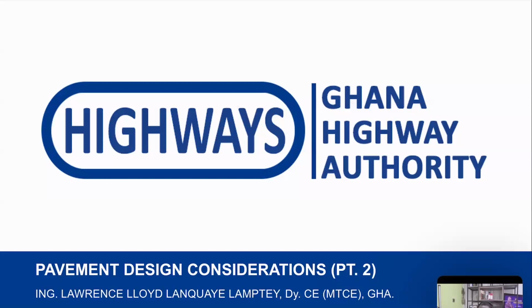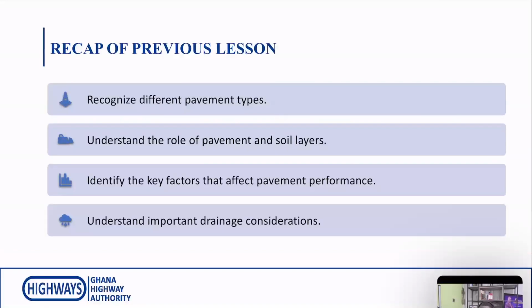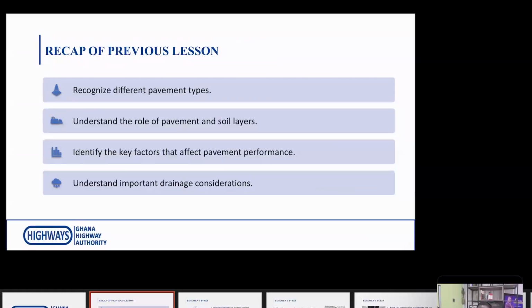As you recall, last week we delved into some of the design considerations in pavements. The main thing was to recognize the different pavement types. This is just a recap of the previous thing we did. We also discussed how to understand the role of the pavement and the soil layers, and we identified key factors that affect the performance of the pavement.